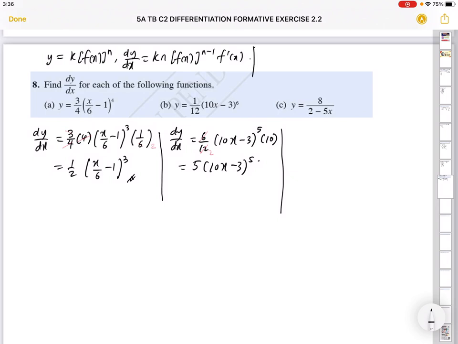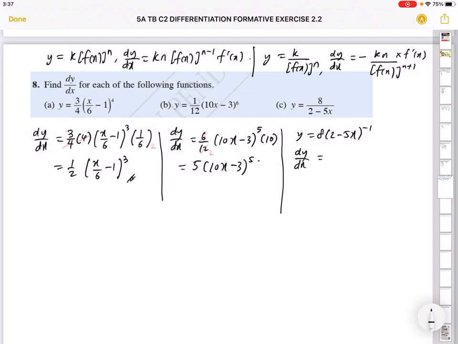Now what if the bracket is below? Again I like to use the one similar to formula number 4, the reciprocal form. When I differentiate, I put the negative in front, k times n, copy f(x), instead of reducing the power we increase the power by 1, and we differentiate inside. A lot of school teachers will tell you to bring the power up, (2 minus 5x) power negative 1. So when I differentiate, I bring negative times 8, copy the bracket, reduce the power by 1, and differentiate inside. I still have to simplify this. Negative 8 times negative 5 is 40, and (2 minus 5x) squared.